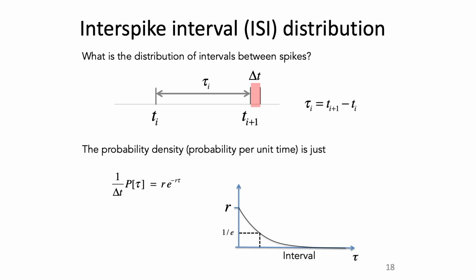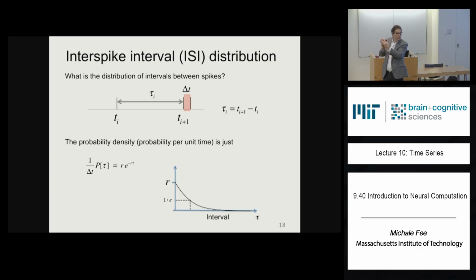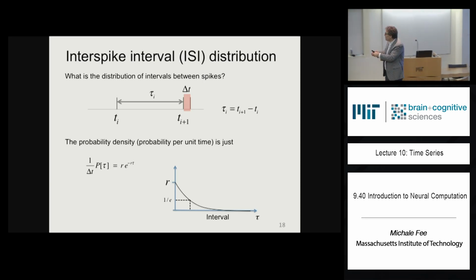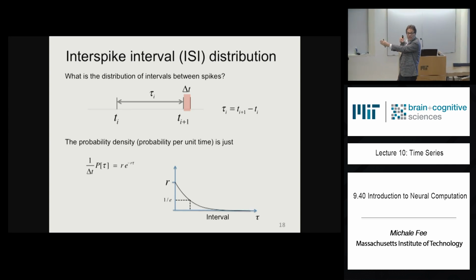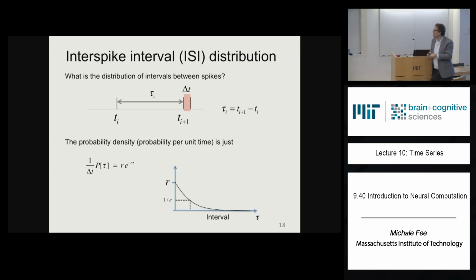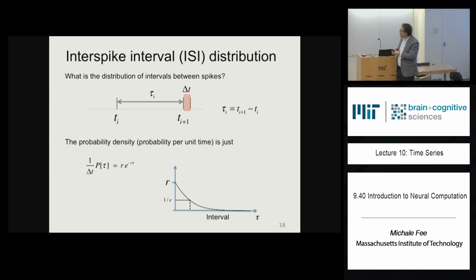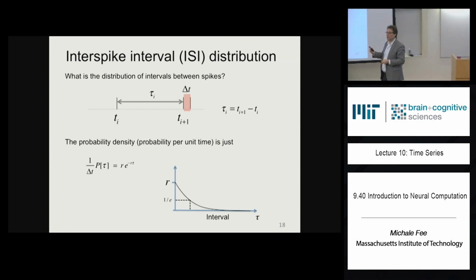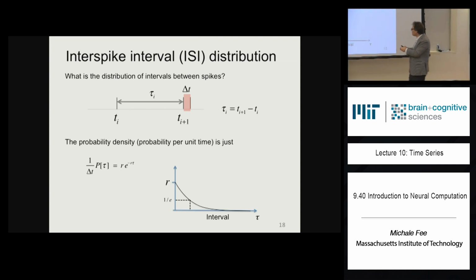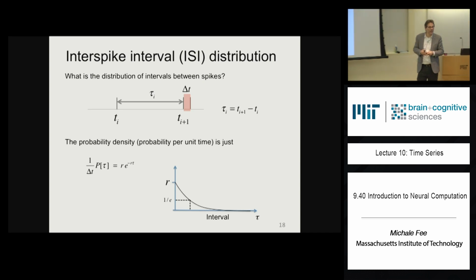Okay, so you can see that the highest probability is having very short intervals. And you have exponentially lower probabilities of having longer and longer intervals. Okay? Does that make sense? So it turns out that that's actually a lot like what interspike intervals of real neurons look like. Okay? They very often have this exponential tail.